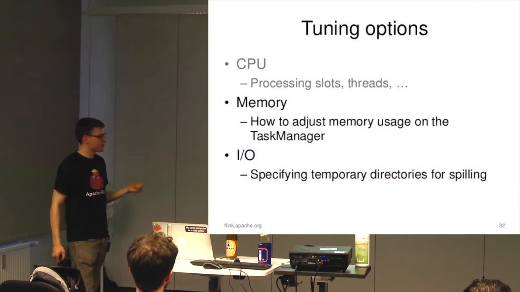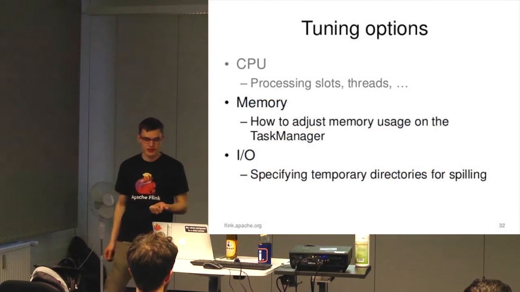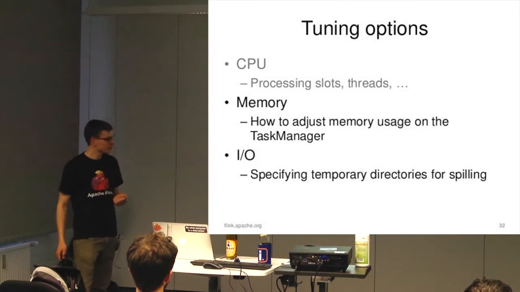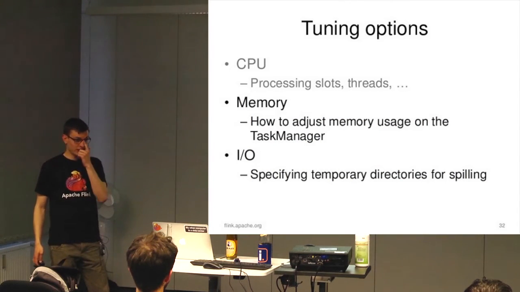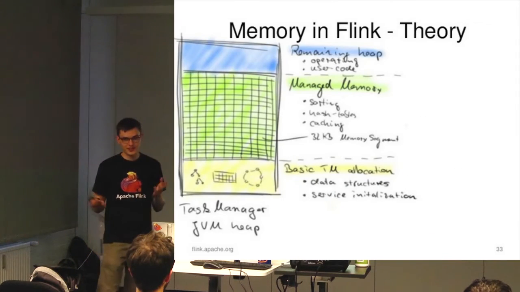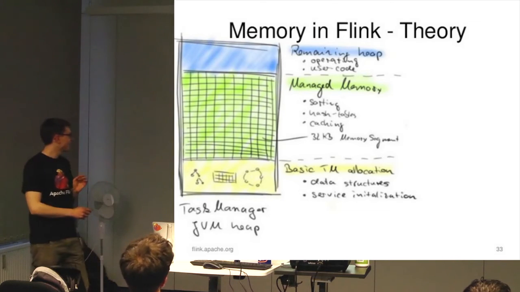All right, so that's for the CPU. This way you can give Flink the full processing power of your cluster. The next tuning option is memory. So you need to tell Flink how to use the available physical memory on each worker node. And I hope you paid attention to Fabian's talk, because it's really interesting.